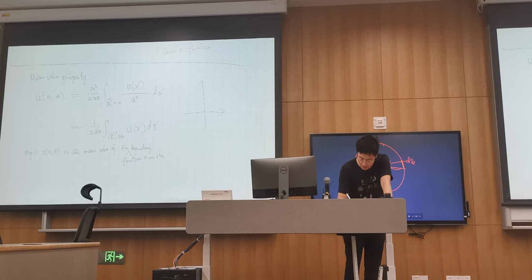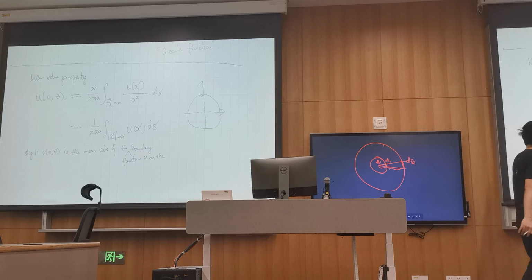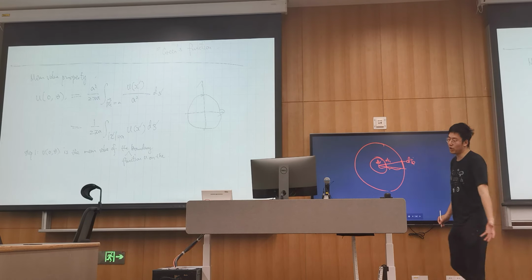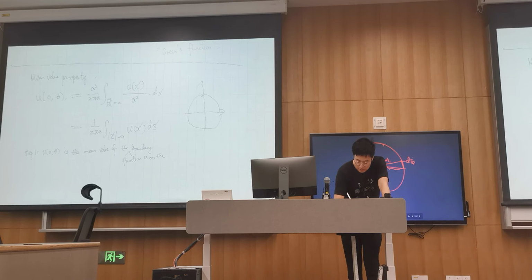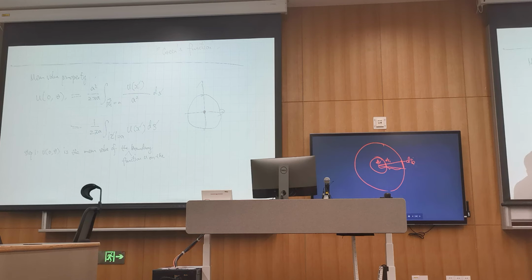So you see again, same setup. Okay, I'm having a circle, and everything stays the same. And we already know that the center, the original point, is exactly the mean value of the boundary. Right.